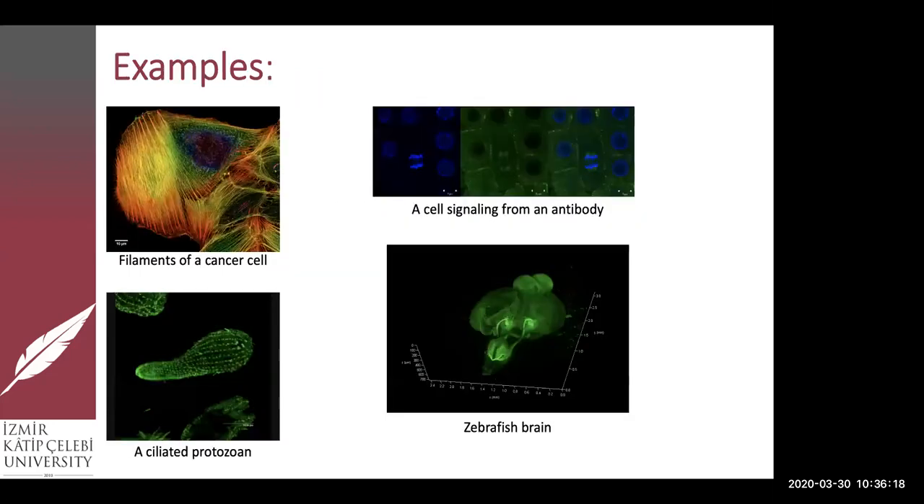Here are some examples. These are real images from a confocal laser microscope. We could see the filaments of a cancer cell in the upper left corner. We could see cell signaling on the other side from an antibody. We could see in the lower left corner a ciliated protozoan, which is a type of eukaryote cell. And we could also see a zebrafish brain in the lower right corner.